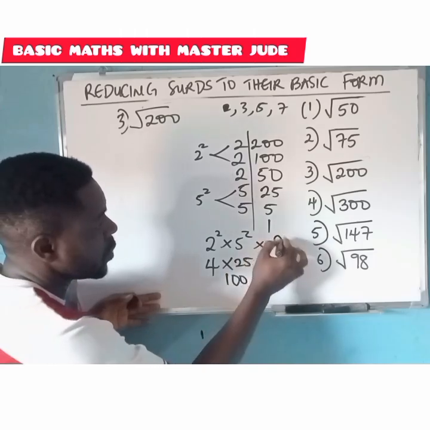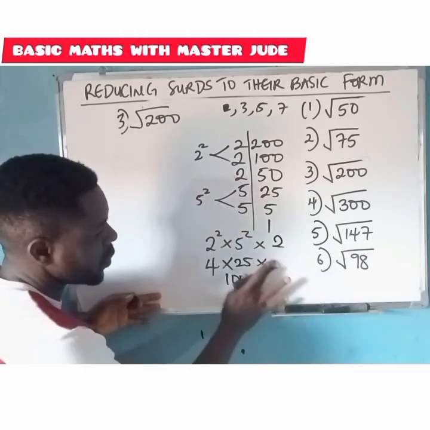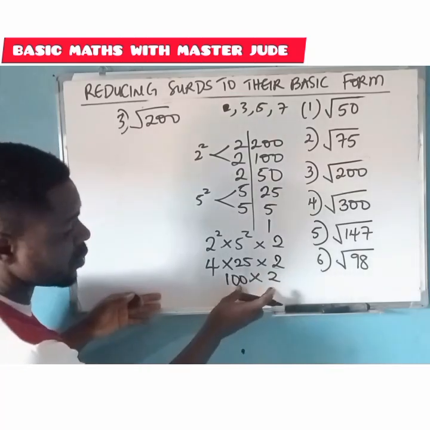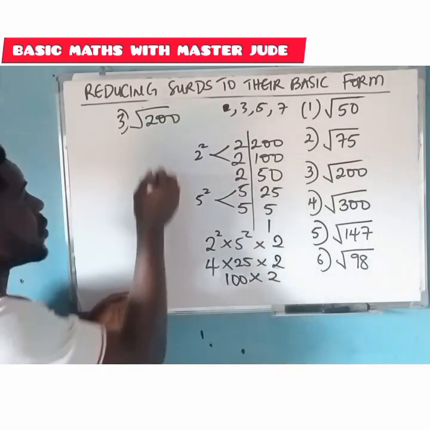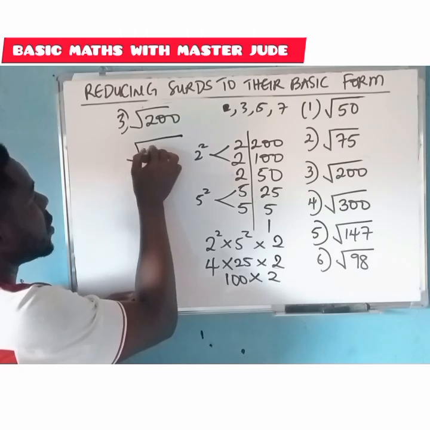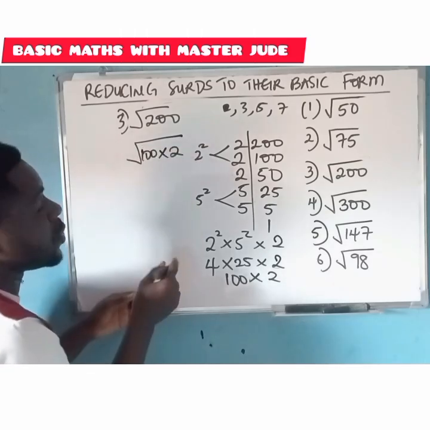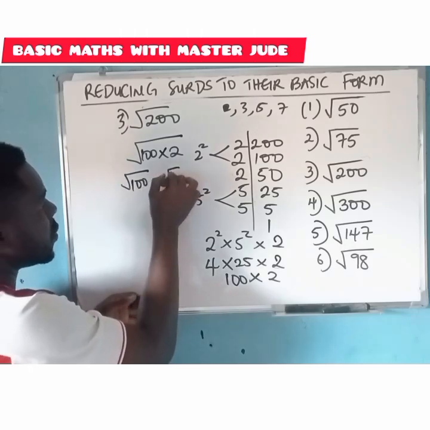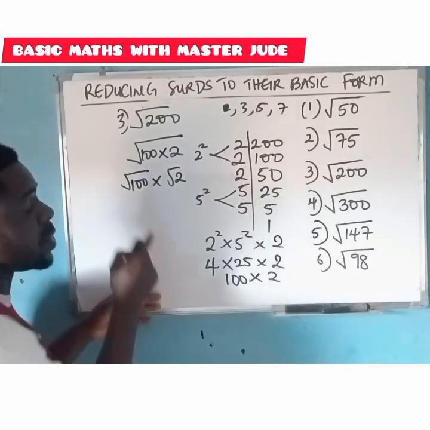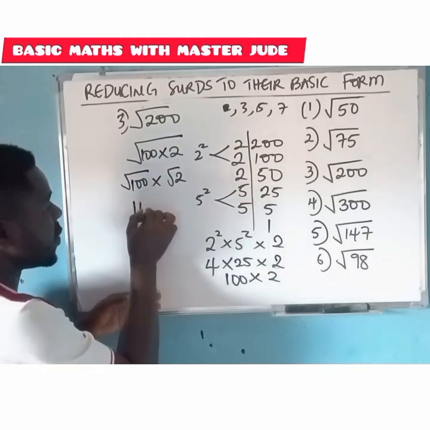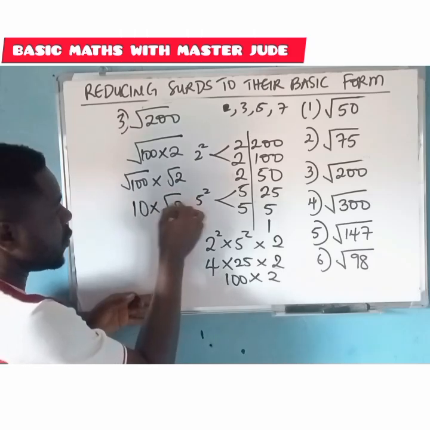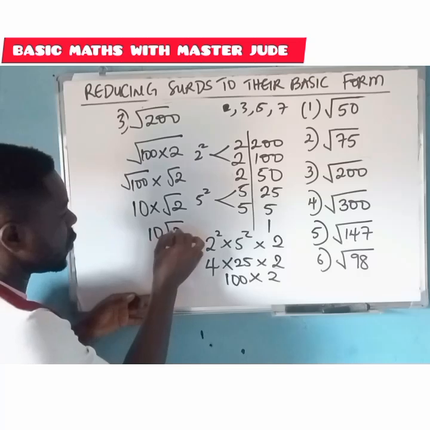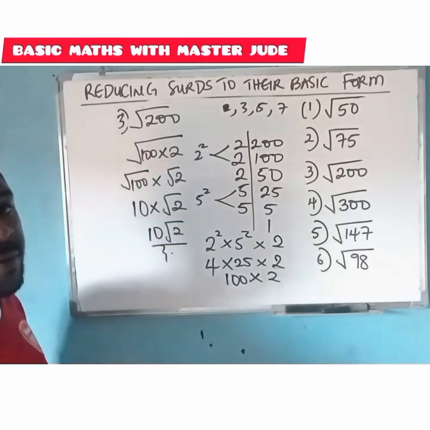Sorry, this last one is 2. So this gives us 100 times 2. So we are going to use 100 multiplied by 2 to replace 200. Let's separate this as root 100 times root 2. What is the square root of 100? It will give us 10 multiplying root 2. 10 multiplying root 2 will give us 10 root 2 as your answer.